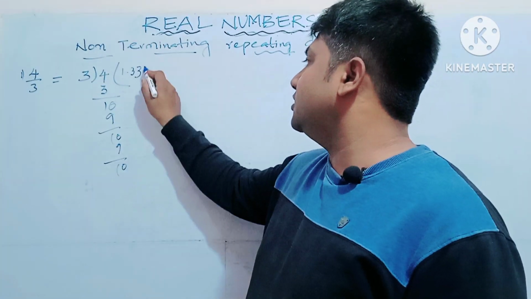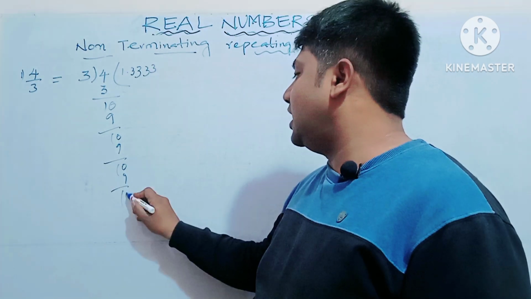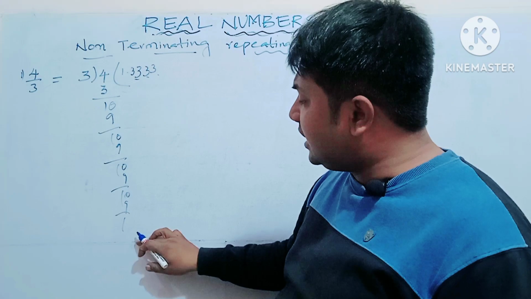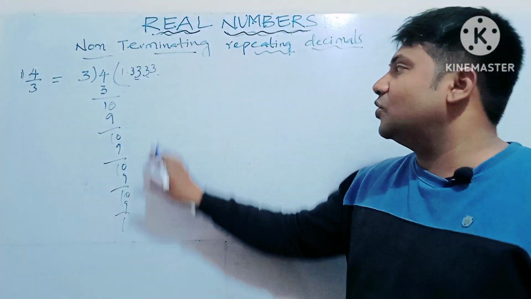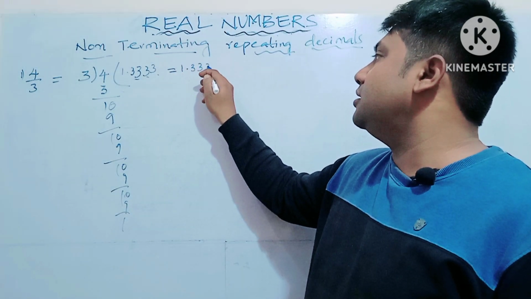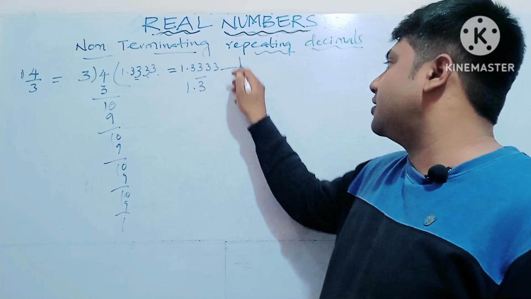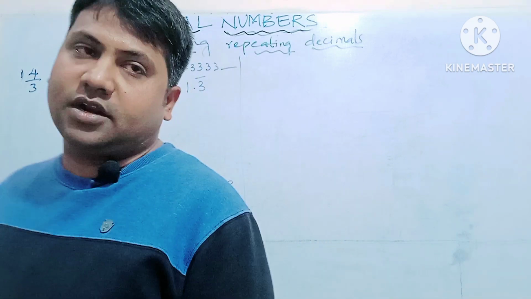Then 0 is here. Then 3 3s are 9. The remainder is 1. So here it is repeating. It is not terminating. It means it is not becoming 0, and this number goes on repeating as 1.3333333 and so on. I can write this as 1.3 bar.